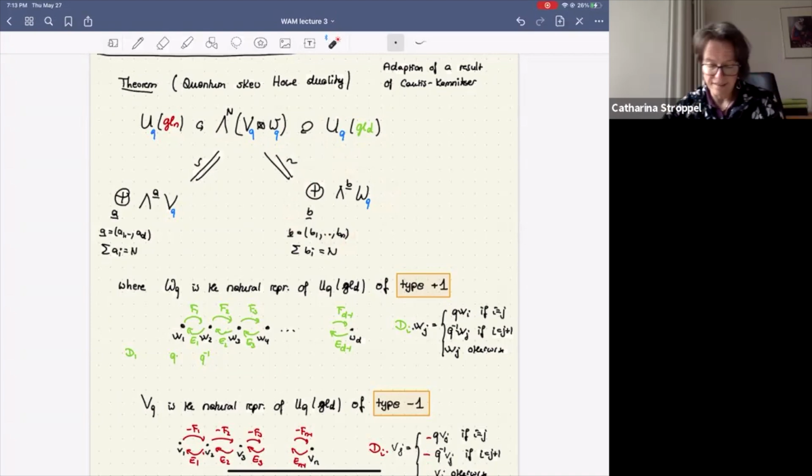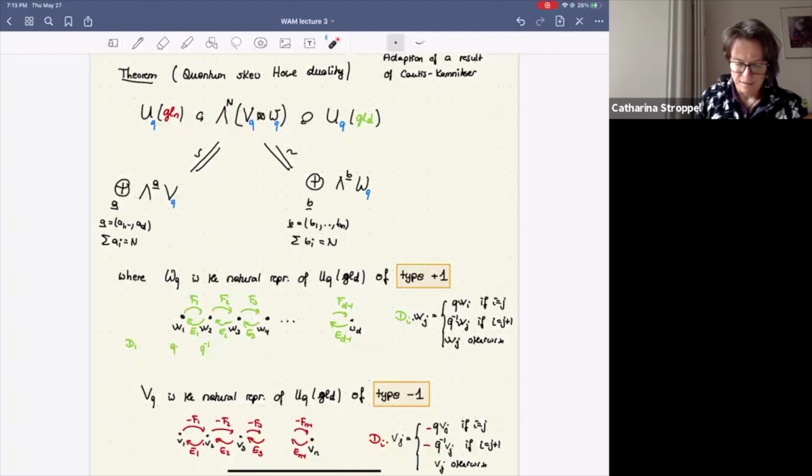But now there's something quite interesting showing up. This is now for the specialists. So here this WQ is a Q version, so a quantum version of the natural representation of UQ of GLD. So here I drew it. I have the basis vectors W1 up to WD. I have the action of the E's, which is the quantum version of the E_{i,i+1} matrix units, which we had before, and the action of the F.